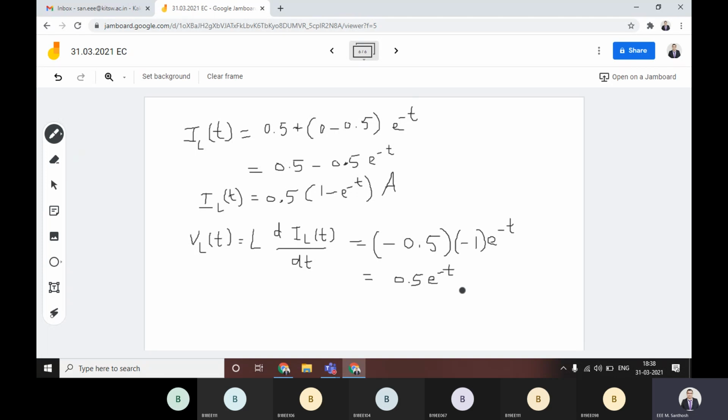You got this? In both the cases t greater than 0. Here also t greater than 0. Here also t greater than 0. Okay? Is it okay? Yes, sir. Okay.